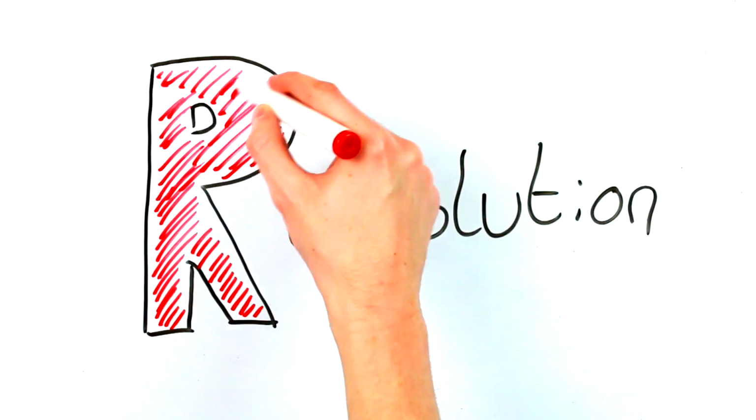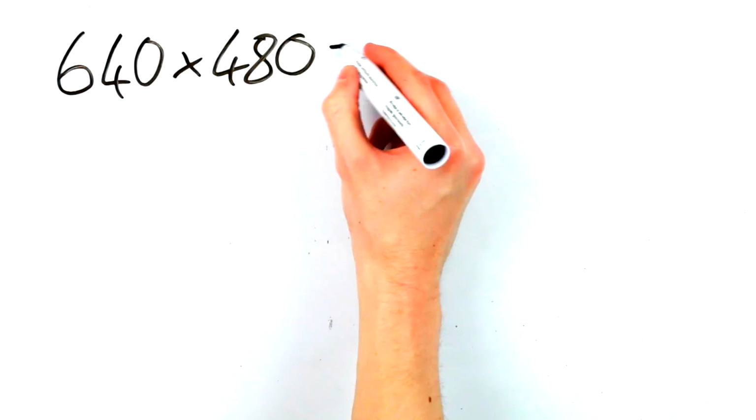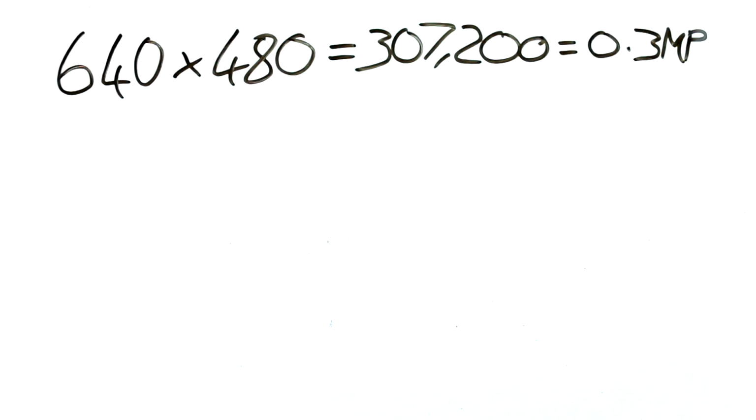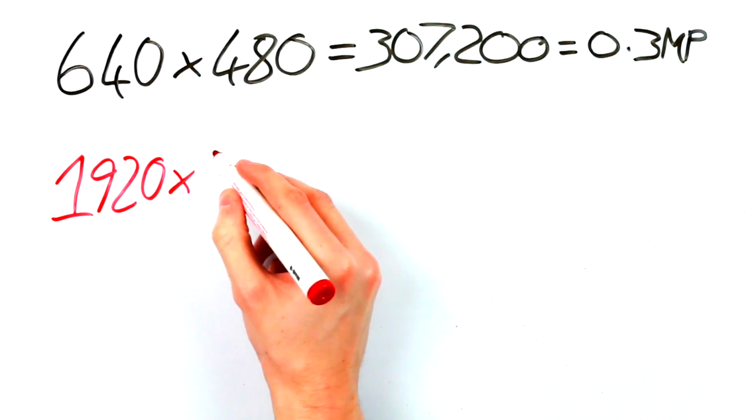Resolution. Resolution is a measurement of the height and width of your camera's video output in pixels. For example, 640 by 480, that's 640 pixels wide by 480 pixels tall.